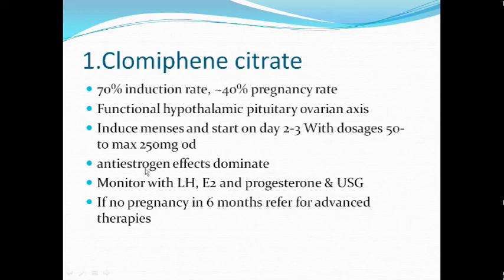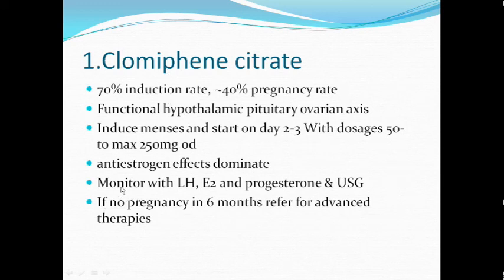Because of the anti-estrogenic effect, there is no negative feedback to the hypothalamus, because estrogen has a negative feedback effect on the hypothalamus as well as the pituitary and prevents the release of FSH and LH. So because of the anti-estrogenic effect, there is no negative feedback to FSH and LH. So FSH and LH will increase and induce folliculogenesis. This is the mechanism of action of clomiphene citrate.